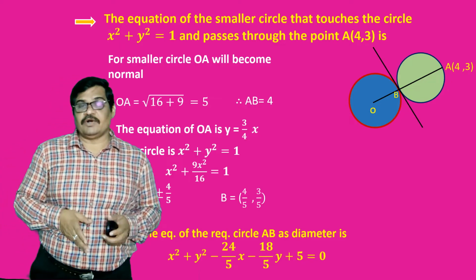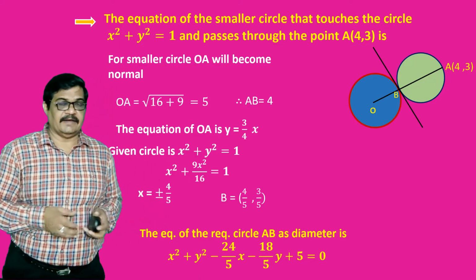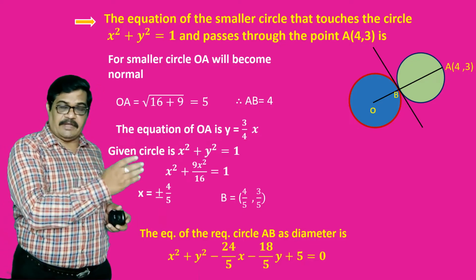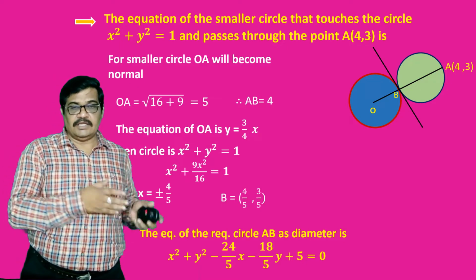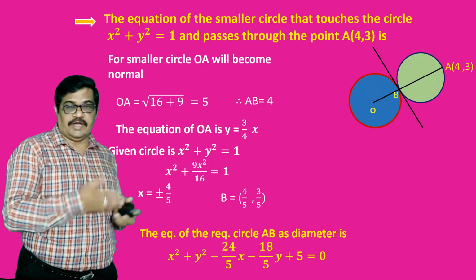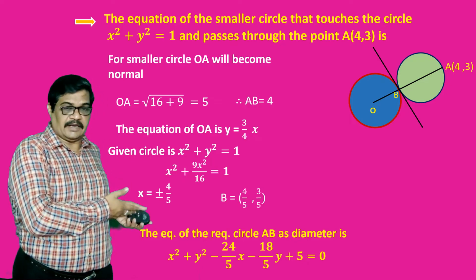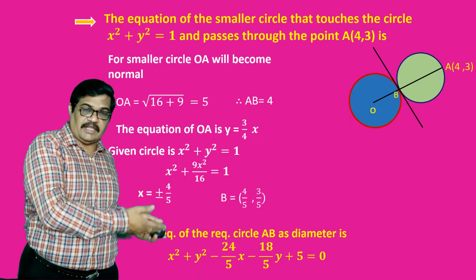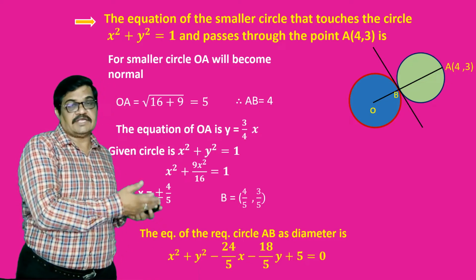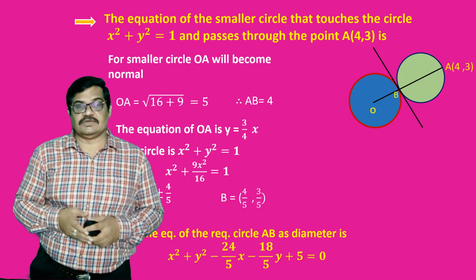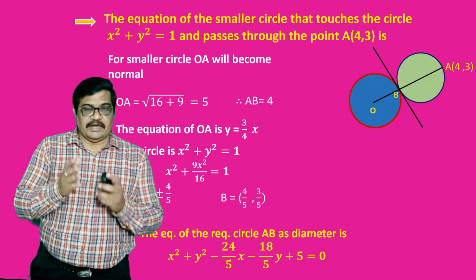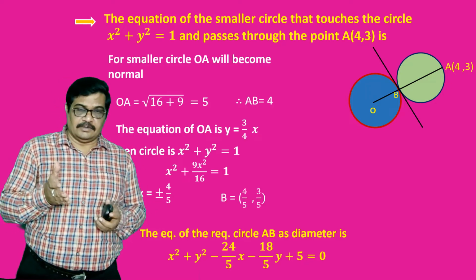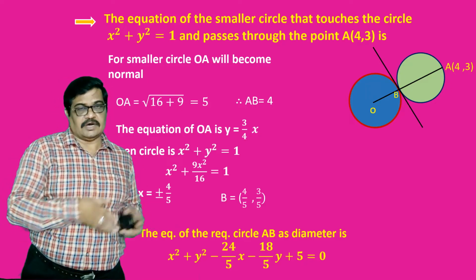So using the formula for the endpoints of the diameter of the circle: (x minus x1)(x minus x2) plus (y minus y1)(y minus y2) is equal to 0. On that we substitute the A and B coordinates. We are getting this circle: x square plus y square minus 24/5 x minus 18/5 y plus 3 is equal to 0. So we are getting this circle with AB as the diameter. Okay, we are getting the B coordinates on this concept.